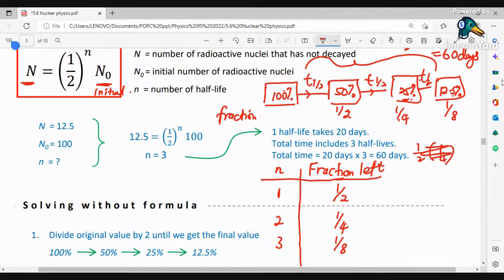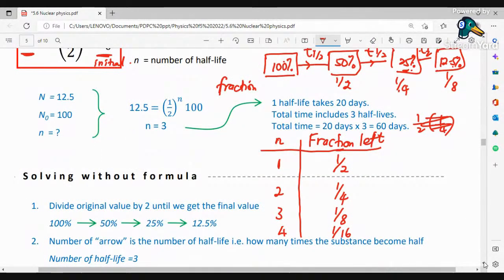So you boleh nampak dia punya pattern. If we continue, it become 4, 1/16. Okay, dia akan jadi 1/16. Macam tu. Okay, let's look at the formula. Kita boleh buat formula, macam you buat dalam tajuk maths tu kan.